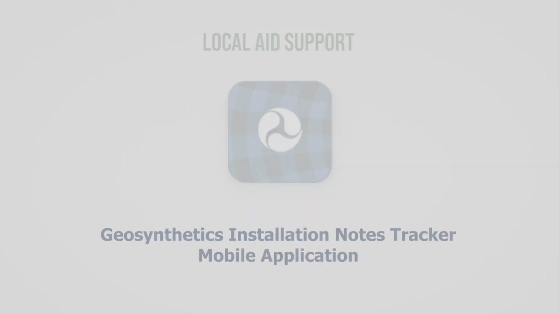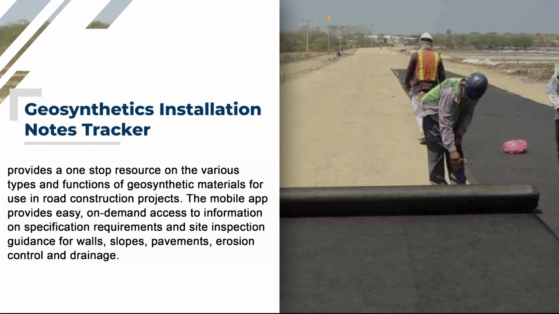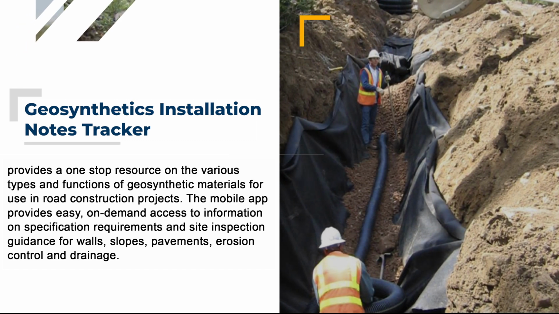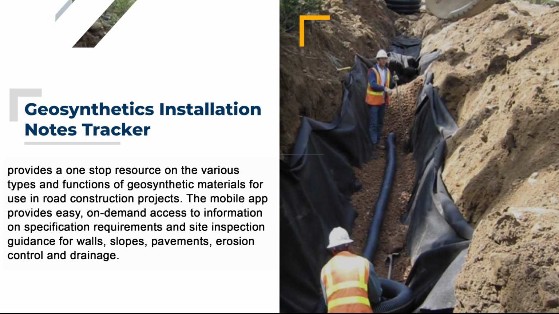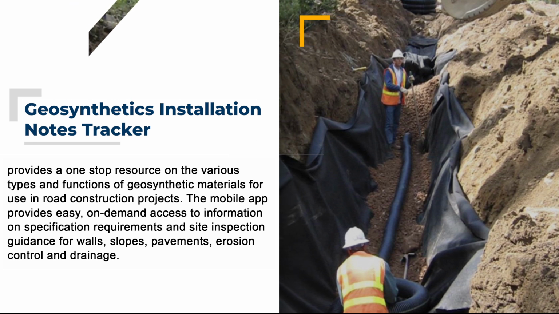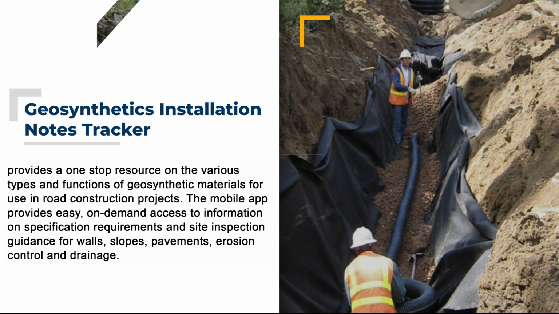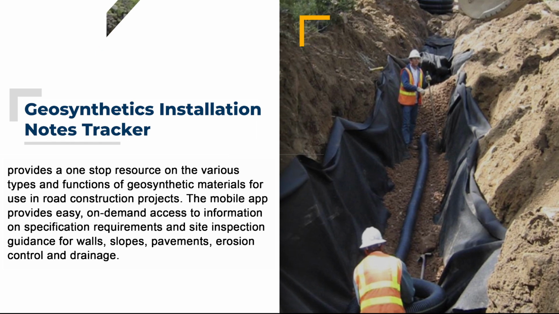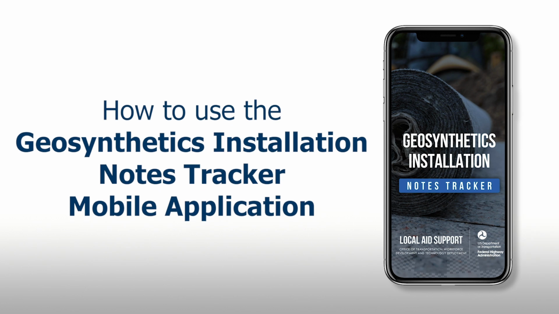The Geosynthetic Installation Notes Tracker provides a one-step resource on various types and functions of geosynthetic materials for use in road construction projects. The mobile app provides easy on-demand access to information on specification requirements and site inspection guidance for walls, slopes, pavements, erosion control, and drainage. Now let's begin on how to use the Geosynthetics Installation Notes Tracker mobile application.